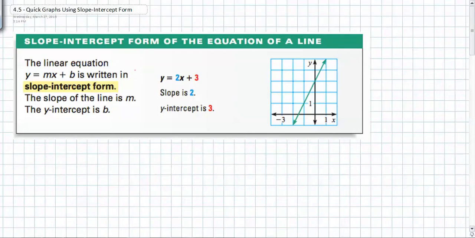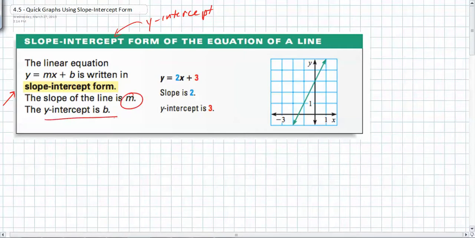Slope-intercept form. You really want to focus on those two words, slope-intercept. The reason it's called slope-intercept form is that the slope and the y-intercept, so where it crosses the y-axis, are given to you directly in this form. So the linear equation y equals mx plus b is written in slope-intercept form. The slope of the line is m, and the y-intercept is b.